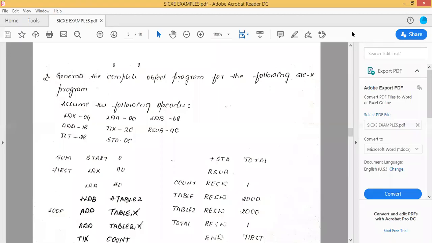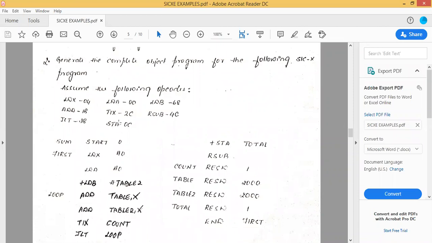Hello students, let us see another example on writing the object code for SIC XE. This problem is in the notes, so you can go through the notes, but there are some extra things that you have not seen in the previous example. So let us learn what they are.